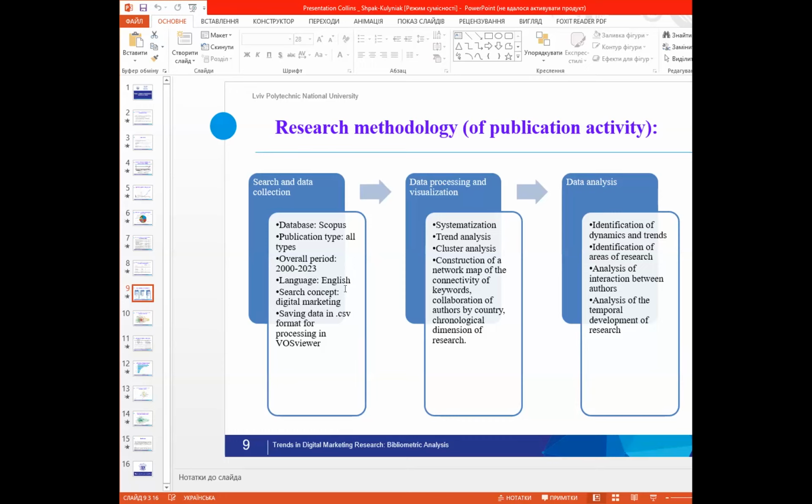Search concept was, of course, based on digital marketing. Then the data was processed and visualized, and trend and cluster analysis were done. As a result, trends were presented, analysis of interaction between authors, of temporal development in the field.